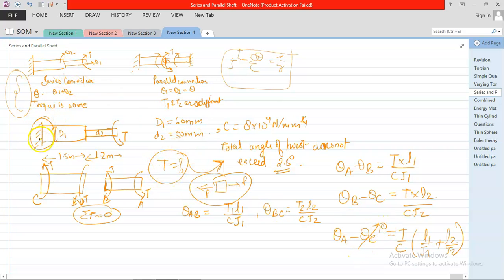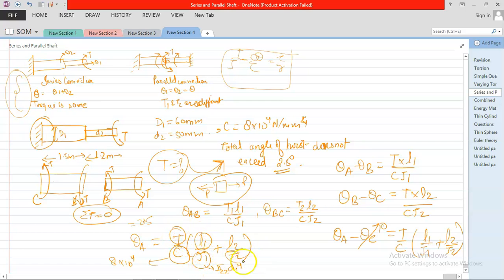Now add both the equations. You get theta A minus theta C, because theta B would cancel out and torque and C would be common, and L1 by J1 plus L2 by J2. You know theta C is 0 because it is rigidly clamped. So theta A is equal to T by C times L1 by J1 plus L2 by J2.